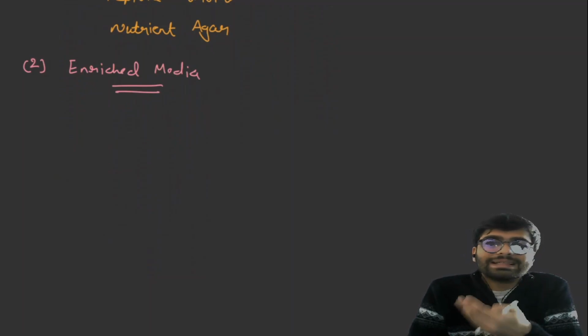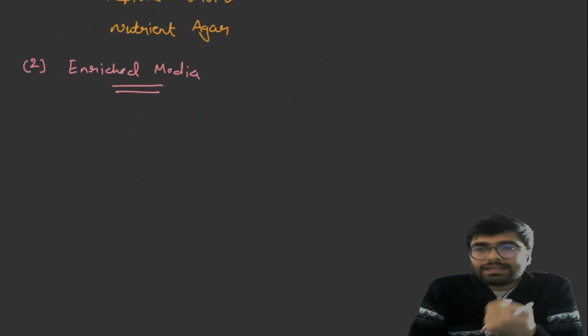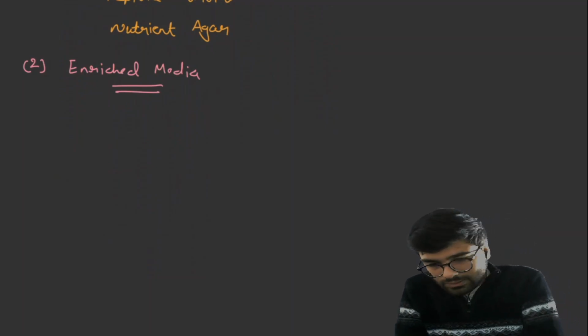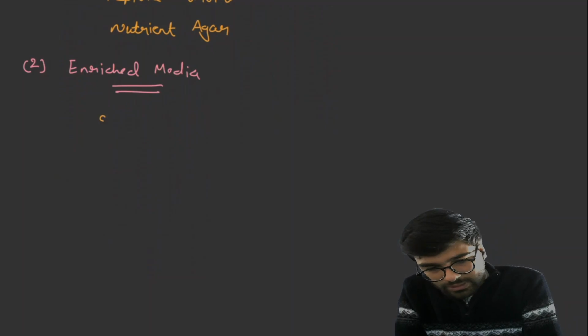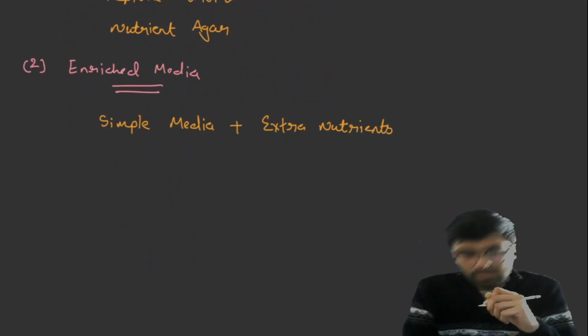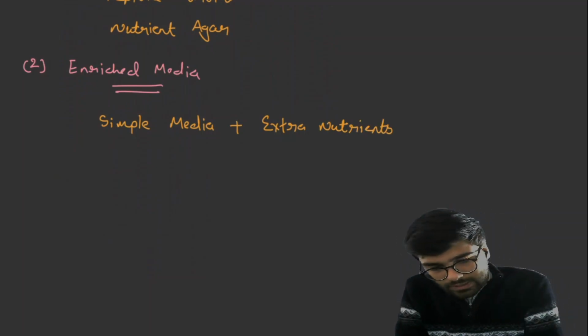Now, what does something else mean? That is blood, egg, meat. So it helps in the growth of fastidious organisms. This enriched media is nothing but simple media plus extra nutrients. It helps in the growth of fastidious organisms.